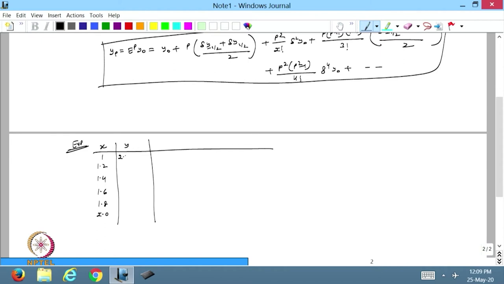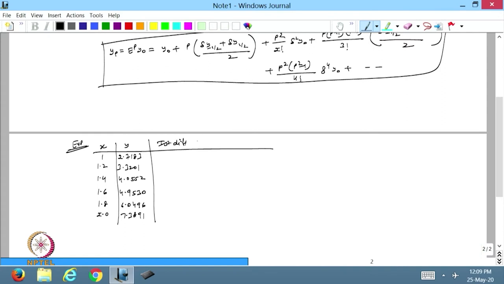That is 2.7183, 3.3201, 4.0552, 4.9530, 6.0496, and 7.3891. So, these values are given to me. Now, I will take the difference table.